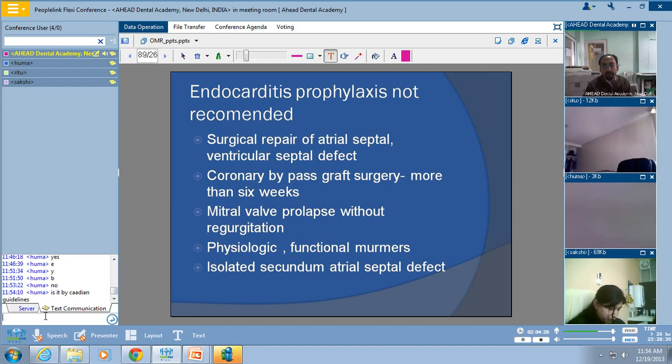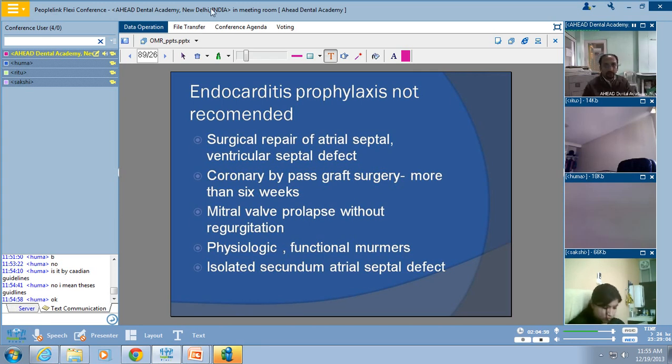I don't think even my Canadian guidelines should be there. For a patient with a pacemaker, there is no need to give antibiotic prophylaxis. Yes, these guidelines are according to the Canadian Army. In fact, they have actually been given by the American Heart Association, which have been incorporated and which are followed throughout the world. So endocarditis prophylaxis is not recommended in all these procedures. Okay? I hope this is clear.